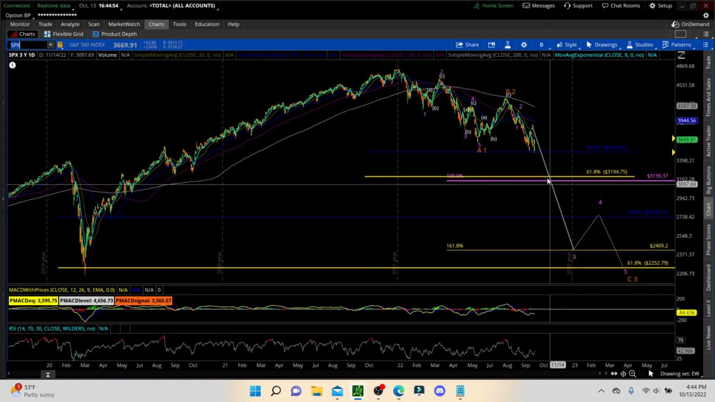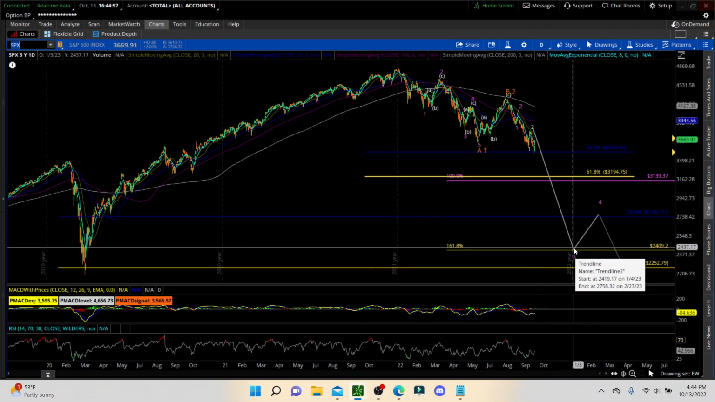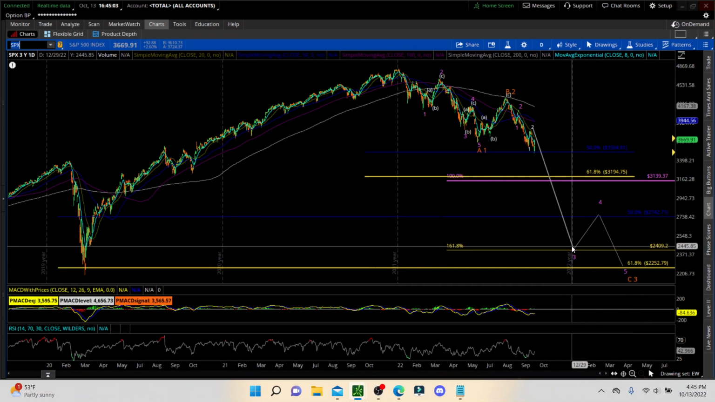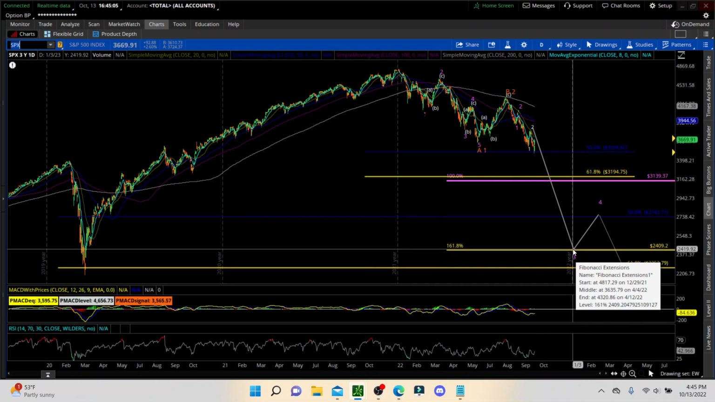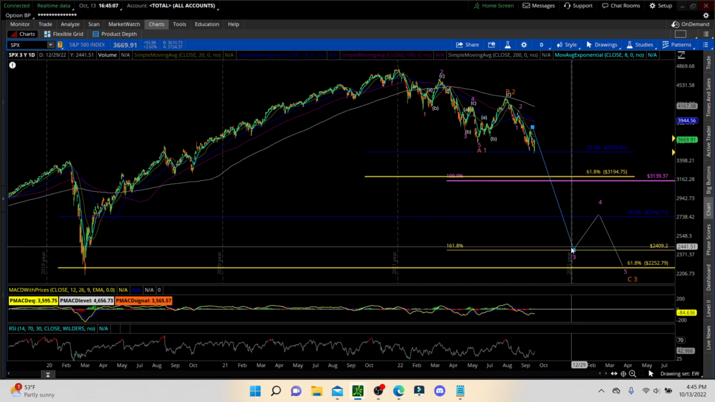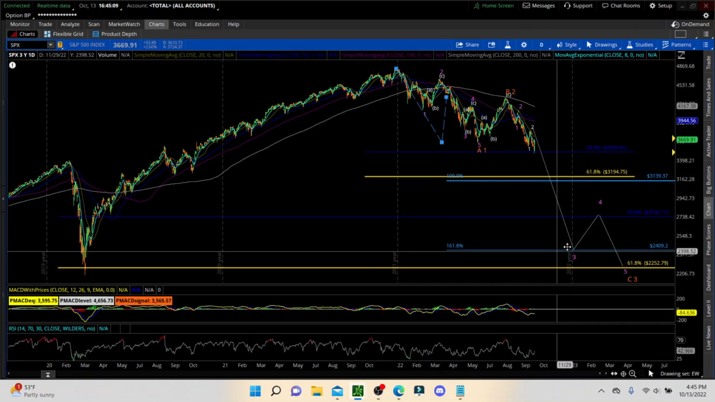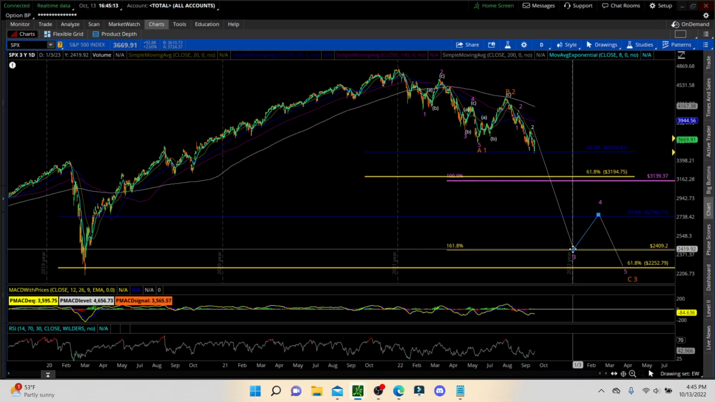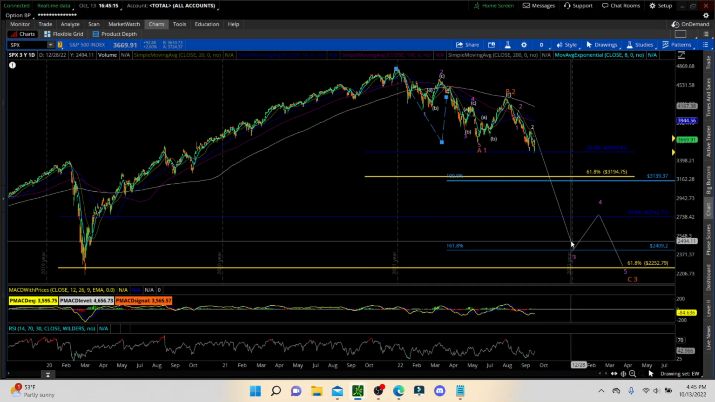Okay, so I think I have this drawn out just a little bit wrong now that I'm looking at it. I think our ultimate move here, we're looking at 2200 in that zone. And I think this wave 3 here, let's see where that takes. Okay, so yeah, that's the primary move. And so let me just adjust this real quick.